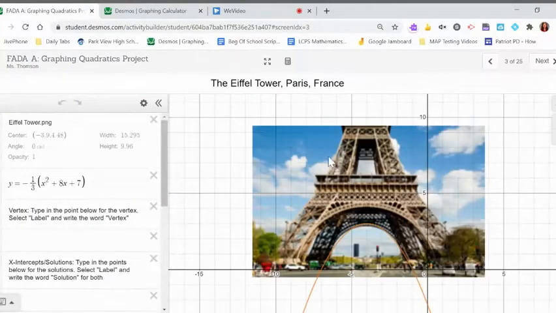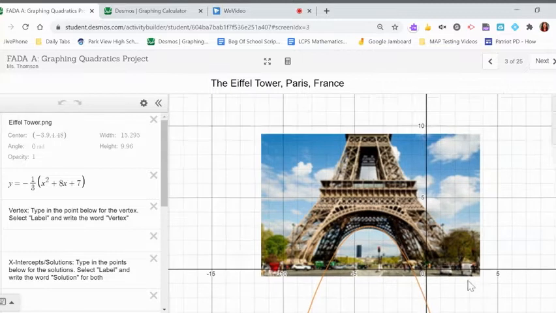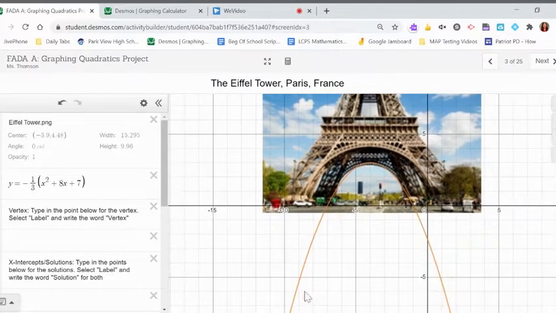So here's an image of the Eiffel Tower, which is in Paris, France. So here's my picture of the Eiffel Tower that's on my Desmos graph. This is the equation of the orange line, the quadratic that's right here. There's the equation and there is the graph. So we're gonna label the points of this graph based on the vocabulary we've learned earlier.